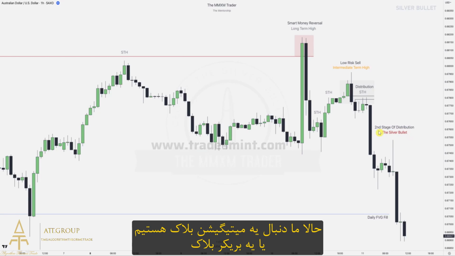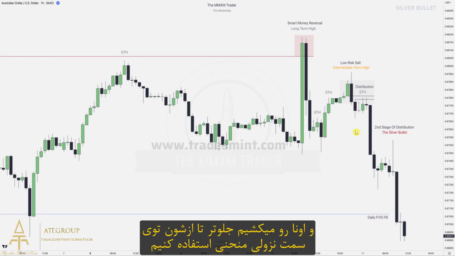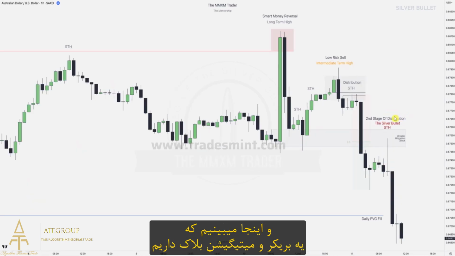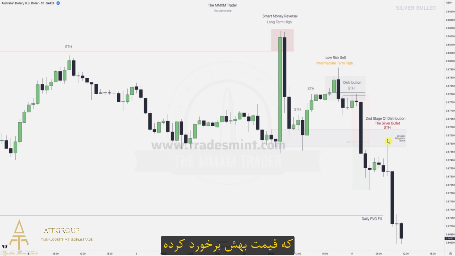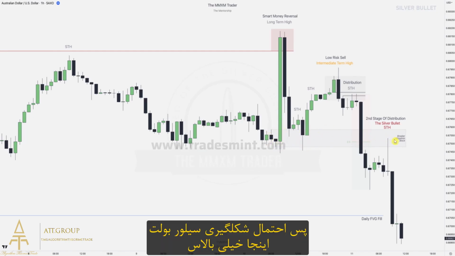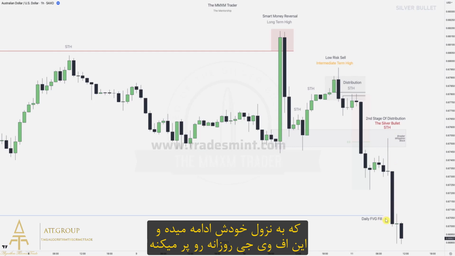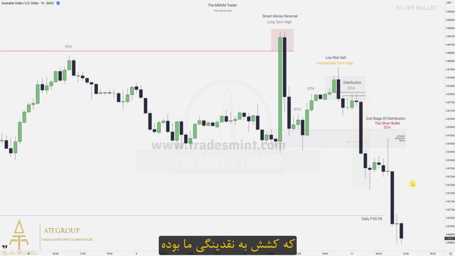stage of distribution. Now we're looking for a mitigation block or a breaker block. We use those bullish order blocks from the buy side of the curve and extend them out in time and use them on the sell side of the curve. And we can see over here we've got this breaker and mitigation block which is being tapped into. You could use this one, you could use the wick of this one too. This is overlapping and it's highly probable that the silver bullet will form over here, which is another short-term high, continuing down and filling up that daily fair value gap, which is the draw on liquidity.